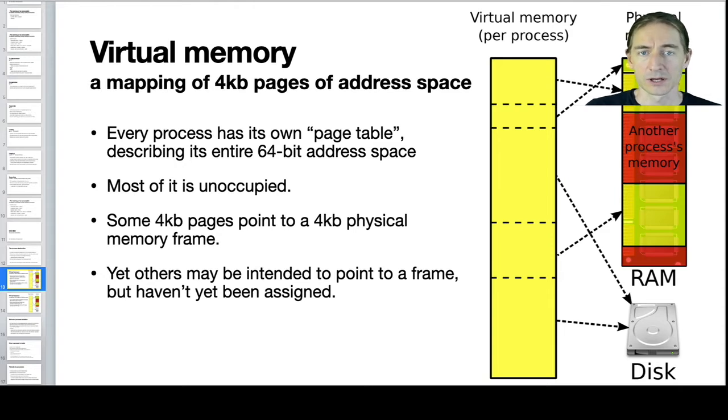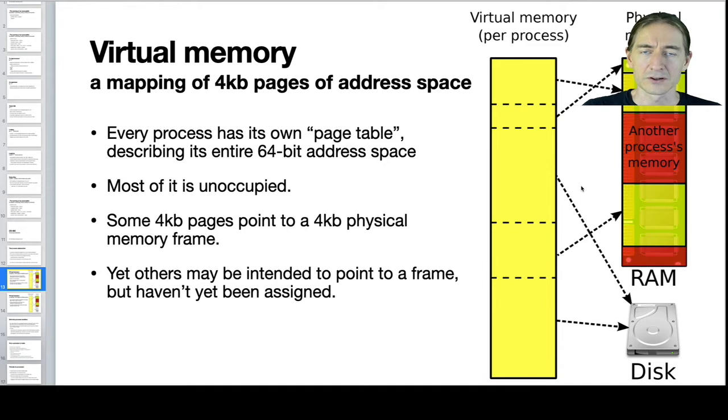So this page table maps 4 kilobyte chunks. It might point at a 4 kilobyte chunk of physical memory, anywhere in memory really, including other processes' memory. That's how you share memory between processes. It might point at nothing. Or there's sort of a third case. This one is not an accurate illustration. There's never a pointer to disk. Disk doesn't have address space in that sense.